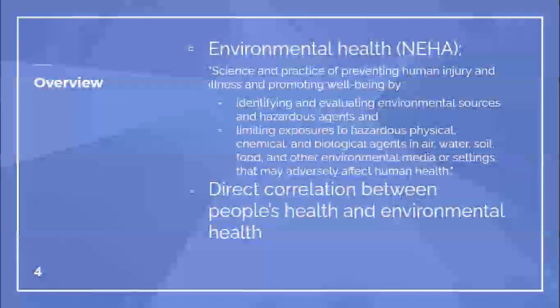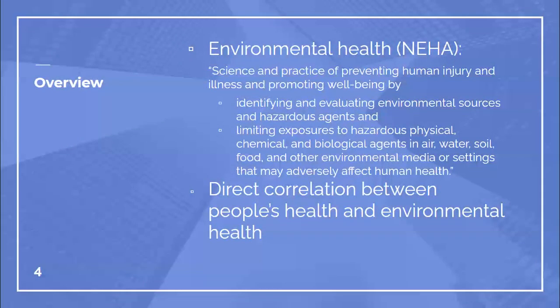So, what is environmental health? Well, according to the National Environmental Health Agency, environmental health is defined as the science and practice of preventing human injury and illnesses and promoting well being by identifying and evaluating environmental sources and hazardous agents and limiting exposures to hazardous physical, chemical, and biological agents in the air, water, soil, food, and other environmental media or settings that may adversely affect human health.